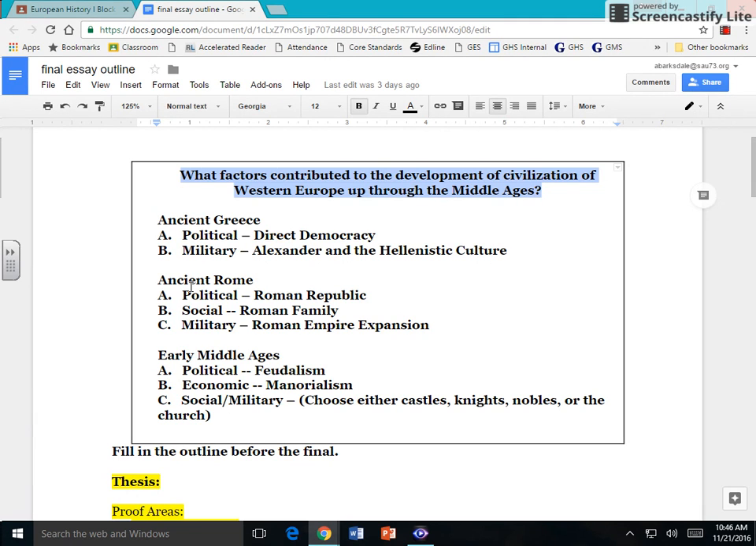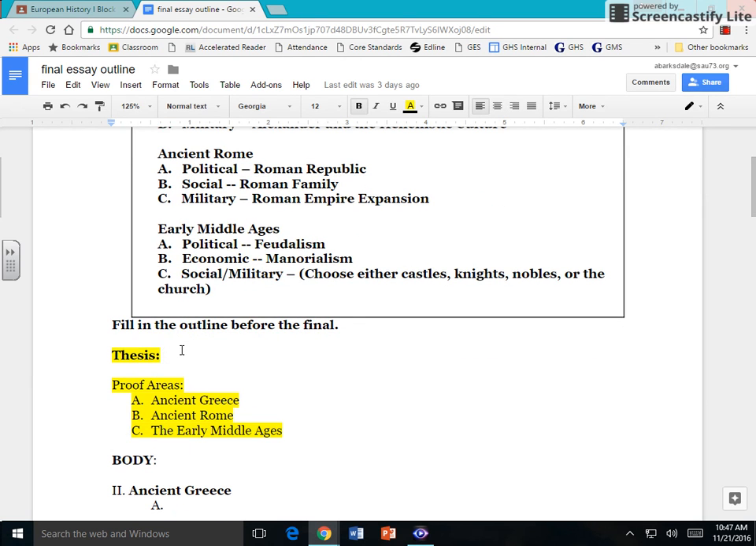So when you create your thesis, make sure to specify the types of factors. We're going to narrow in onto specific lenses. And in case you don't know what words to add, it's these words right here: political, military, social, and economic would be the areas that you're going to look at. So you want to make that part of your thesis statement. Put those words before you actually develop the actual thesis. So right away, that should be the first thing that you do. And that would go down here in the thesis spot.